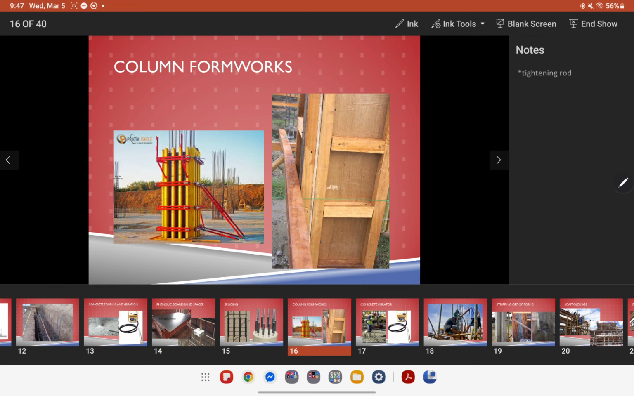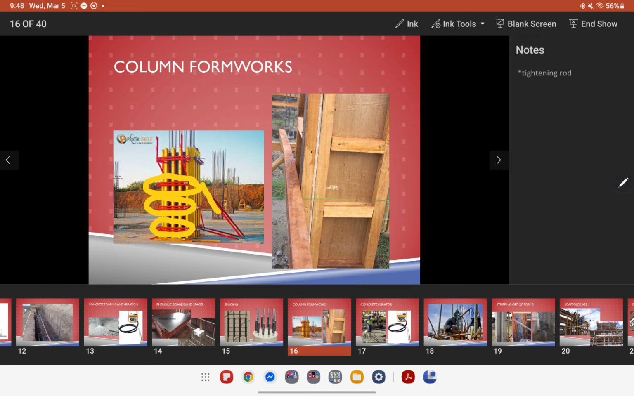There are braces, the red ones here. The braces will hug the vertical studs together to make sure that your studs will be set in place and will no longer move.